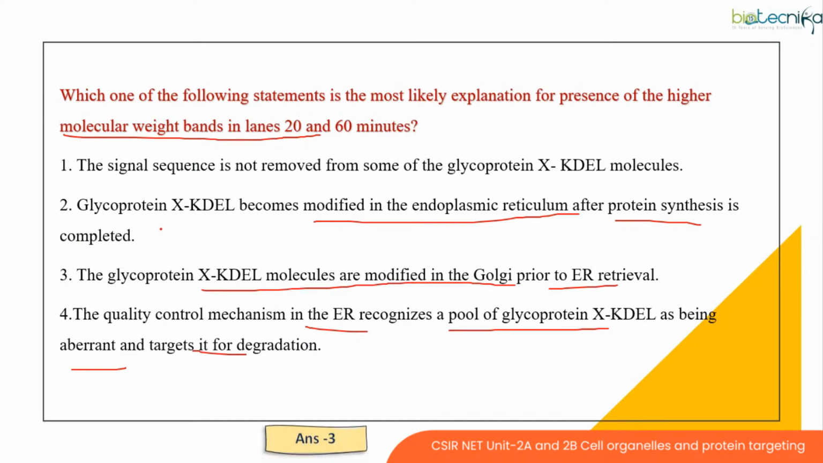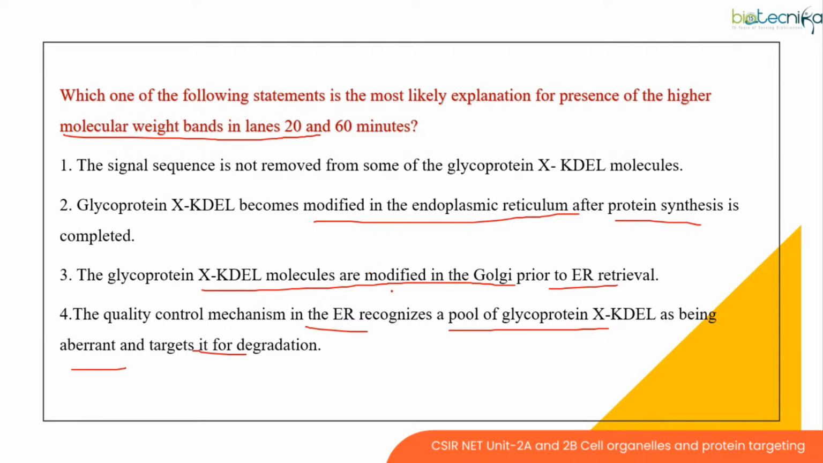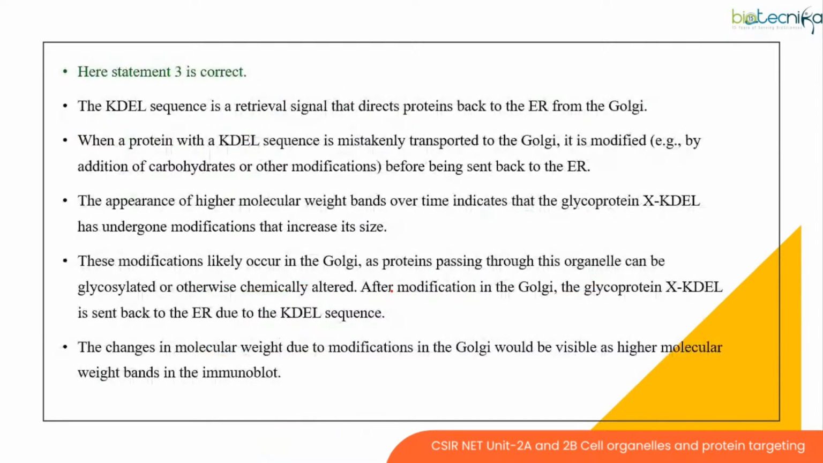So the correct answer is 3. Now, why is the answer 3? Why do you think that statement 3 is correct? Because the molecular weight increases, that indicates what? That indicates that obviously some kind of addition takes place. Some extra sugars might have been added. Sugar addition. That's the reason they are mentioning option 3 as the answer.